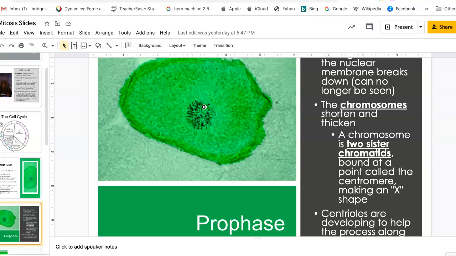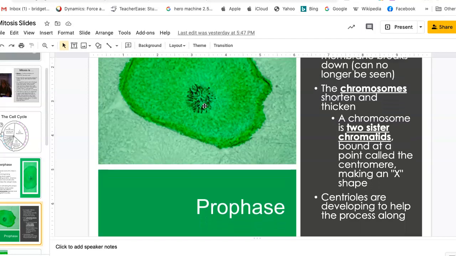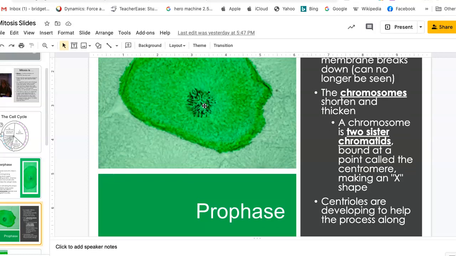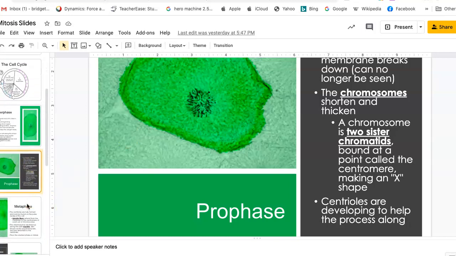A chromosome kind of has two parts, like an X shape, if you think about it that way. So each side or each part is called a sister chromatid because it's supposed to be together. And so they make this X shape, and they line up in the middle at this part we call a centromere. So that's important. And we talked about centrioles the other day, but they are developing, right? So this is prophase. This is the first phase of mitosis.